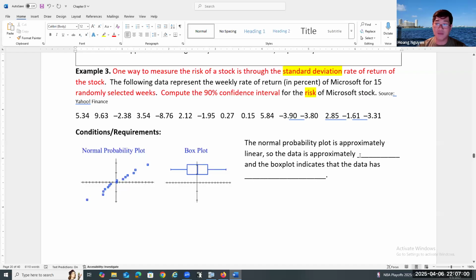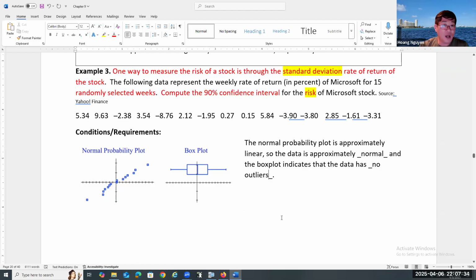So the normal probability plot is approximately linear, so the data is approximately normal. And the box plot shows that we have no outlier. The box plot indicates that the data has no outlier. That's good. So the two conditions that we need to check for this calculation of the confidence interval for the standard deviation are already good, so we can move on and work out this calculation.